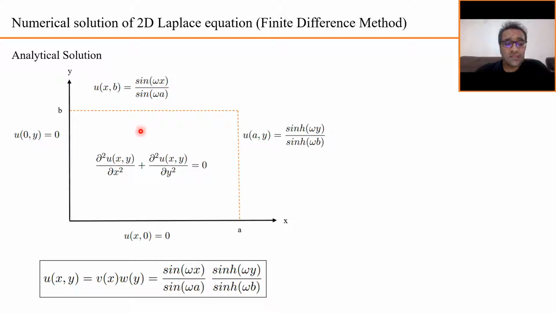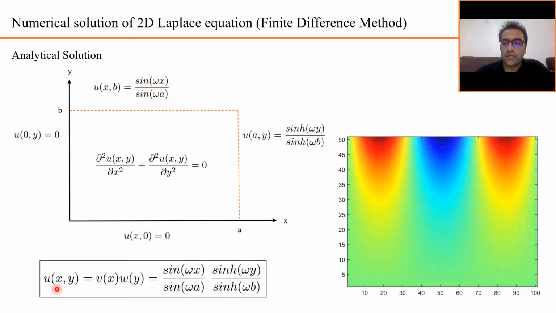Then we restricted our problem to some area with well-defined boundary conditions. Then, applying the boundary conditions, we got such a solution for the function u(x,y). Then we plotted it in Matlab, and here you see the results. If you are interested to see how we obtained this result, you can find it in these links.